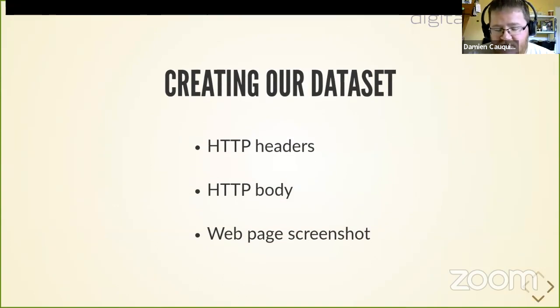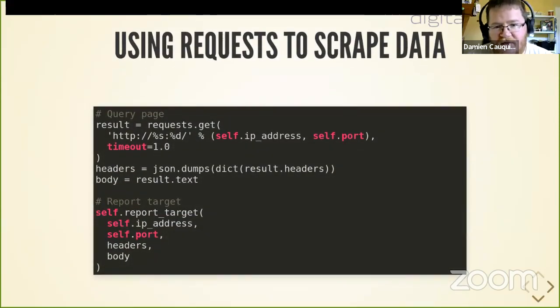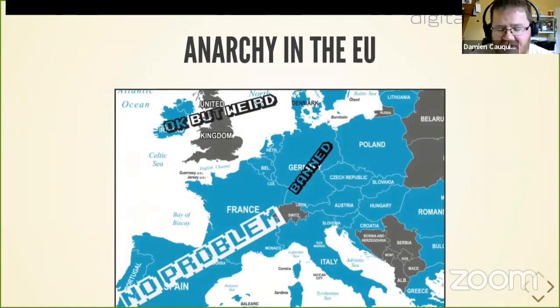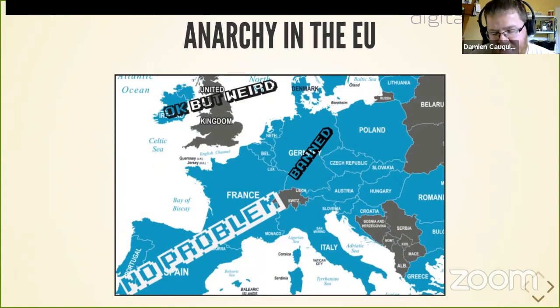So creating our dataset is quite easy. We just scan the whole internet looking for HTTP services. We grab the HTTP headers and body, and we also take a screenshot of each device. This is very easy to do with Python and the Python requests module you can use to send HTTP queries to remote services. We are going to use Chromium and Selenium to drive Chromium and take screenshots of the remote services. So everything is quite straightforward. This is obviously something very easy to do in Python for a person who knows Python and these modules.